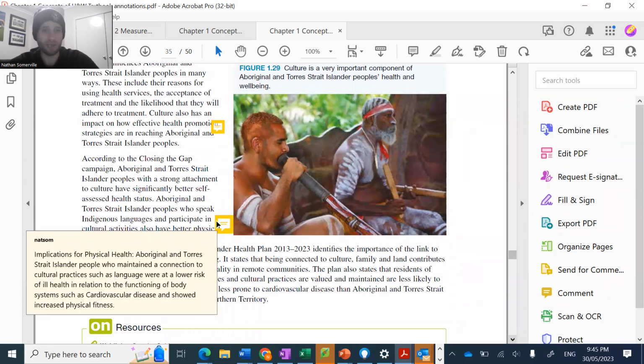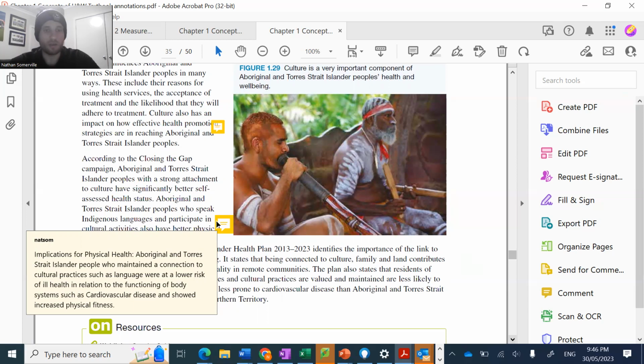So we look at some of the implications for physical health. When we look at physical health, we go, okay, well, how does the average person in the population maintain their physical health? Have a good diet, be physically active, be active most of the day, try and keep your energy levels high, be well rested, get enough sleep, all those sorts of standard physical things that we do to maintain physical health and well-being. But for Aboriginal and Torres Strait Islander people, it happens in a little bit of a different way.